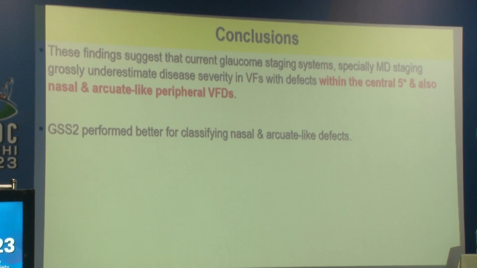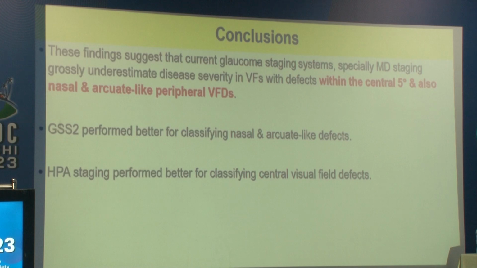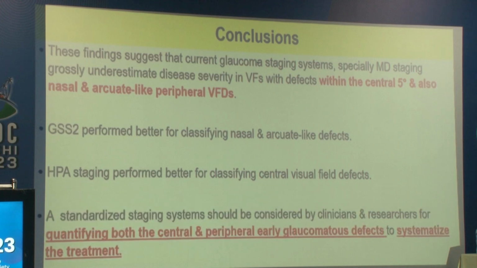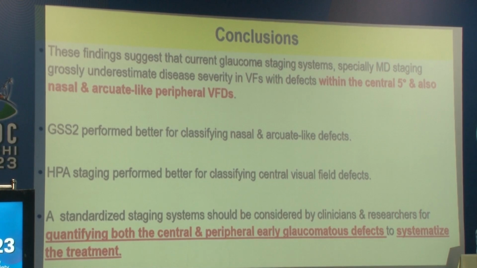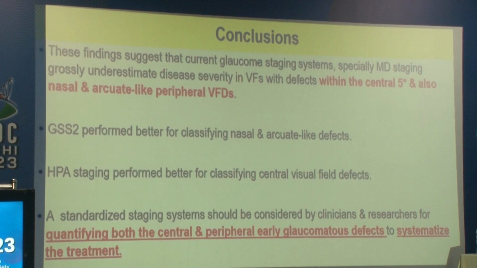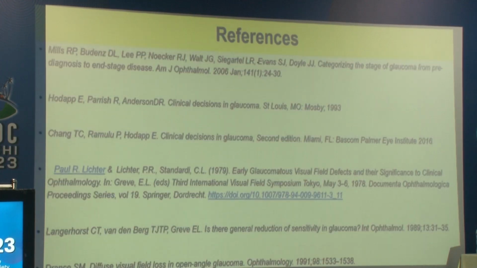GSS2 performed better for classifying nasal and arcuate-like defects. Hodapp-Parrish-Anderson staging performed better for classifying central visual field defects. A standardized staging system should be considered by clinicians and researchers for quantifying both central and peripheral early glaucomatous defects to systematize the treatment. These are my references.